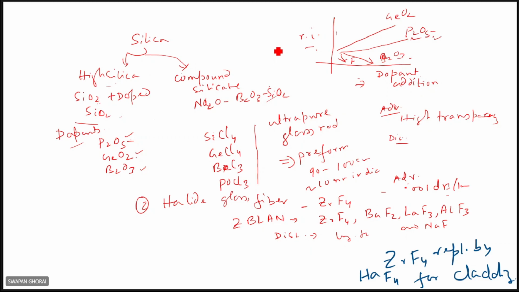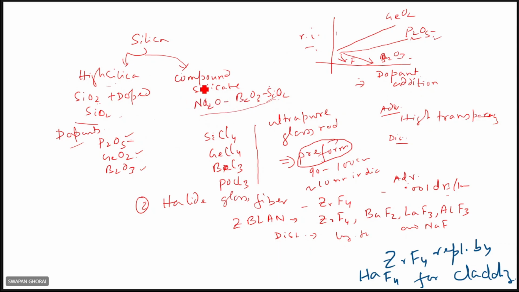Another type of glass is silica glass, that is compound silicate glass. One example is Na2O, B2O3, SiO2. This is a compound silicate glass. If you see this high silica glass, fiber cannot be fabricated directly. You have to create the preform. A ultra pure glass rod, a preform, is first made, then the fiber is drawn. But in compound silicate glass, there is no need of preform. So directly, through a melting process, you can draw the fibers.